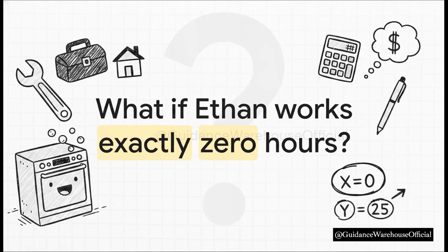Wait, pause for a second, because this is absolutely important. What if Ethan, the repairman, or our tax preparer, works exactly 0 hours? Imagine Ethan drives to your house, walks in, and boom, your dishwasher magically starts working on its own. X is 0. Well, 20 times 0 is 0, so Y simply equals 25. If X is 0, Y is always just the fixed base fee.